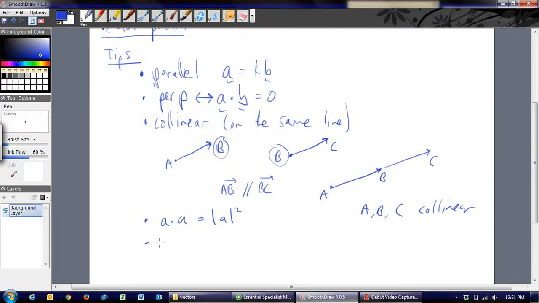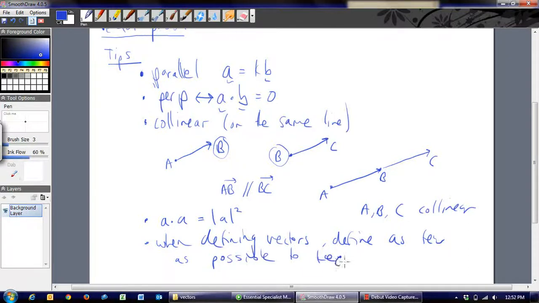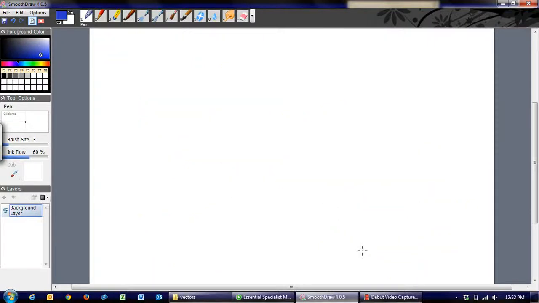Another thing to remember is, when defining vectors, I would define as few as possible to keep it simple. I'm going to be a bit messy here. Defining vectors, define as few as possible to keep it simple. I'll just go to a new page to show you what I mean by that.